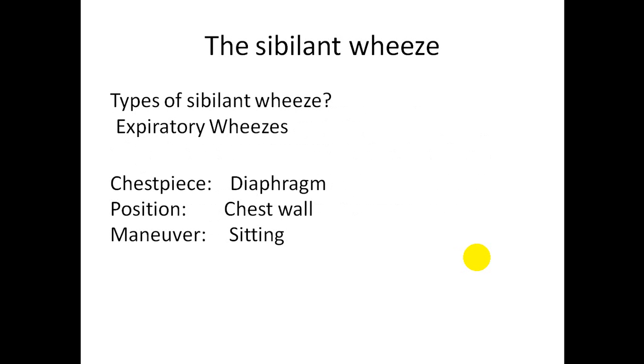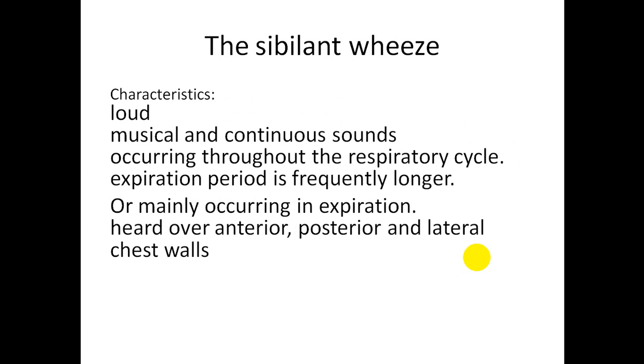Also listen with the diaphragm on the chest wall, anterior and posterior, in a sitting position. A characteristic of this sibilant sound or wheeze is that it is loud. Sometimes we hear it with the naked ear: a musical and continuous sound occurring throughout the respiratory cycle. The expiratory period is frequently longer, or the sound occurs mainly in expiration, heard over the anterior, posterior, and lateral wall of the chest.